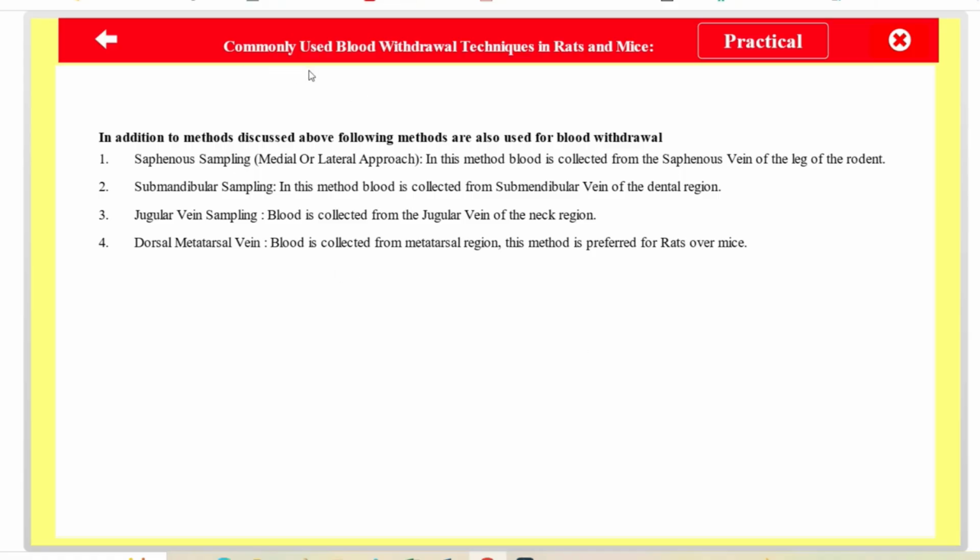These were the commonly used blood withdrawal techniques in rats and mice.